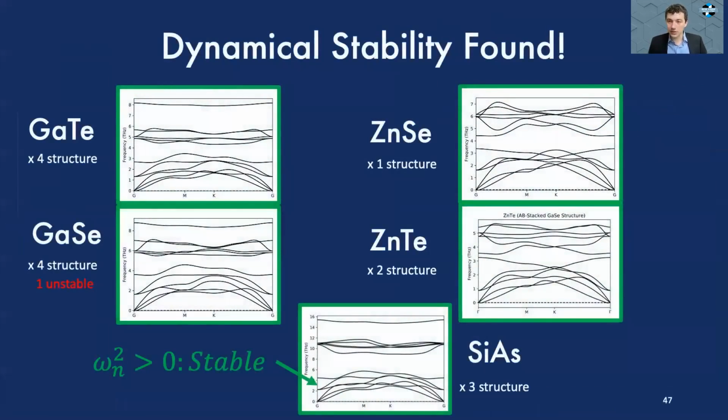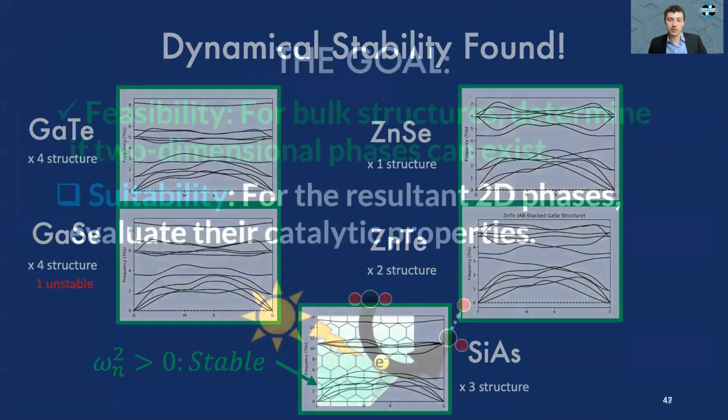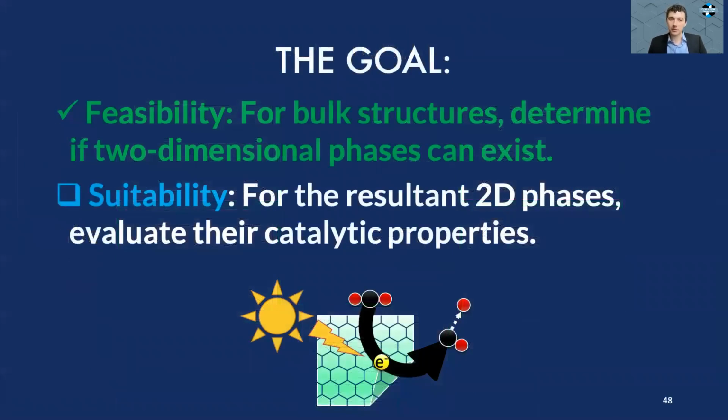And so the good news is that we found that for 15 of our 16 structures, all of the phonon energies were positive. Looking at these spectra for gallium telluride, gallium selenide, zinc telluride, and silicon arsenide, we verified that all but one of the structures were dynamically stable. So that settles the feasibility side of the argument. We'll now move on to suitability.